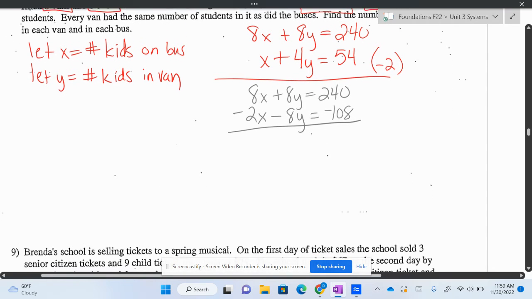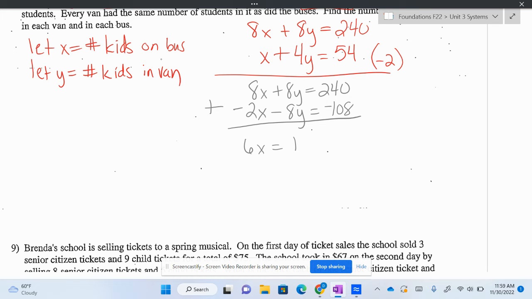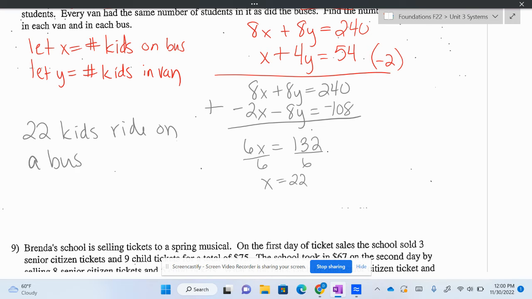Okay. When I add these together, 8 minus 2 is 6. So 6x equals 240 minus 108 is 132. Divide both sides by 6. And I think you get 22. So how many kids ride on the bus? So 22 kids ride on a bus. And let's figure out how many kids ride in a van.